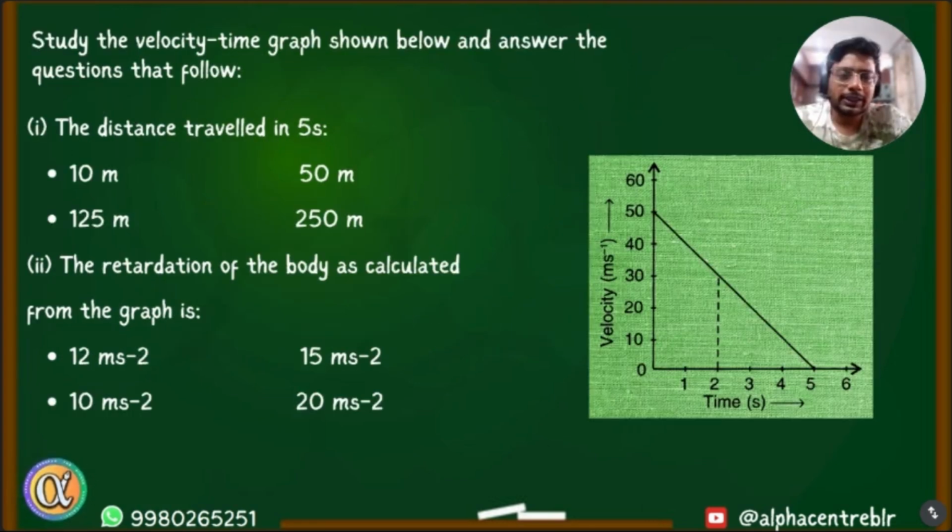Simple. What is the distance traveled in 5 seconds? In this case, this body is slowing down. Velocity is decreasing, it's not increasing. But it doesn't matter. What are we supposed to do? Find the area under the velocity time graph in the interval 0 to 5 seconds. So which area are we supposed to find? This area here.